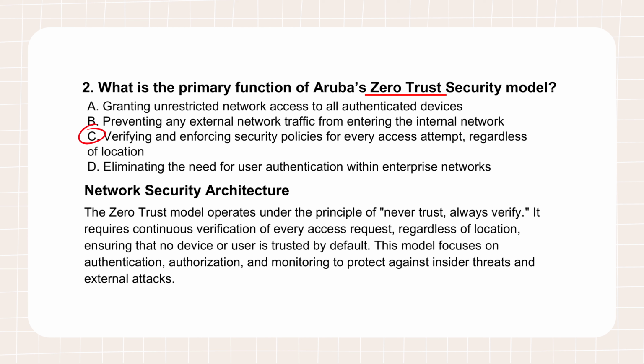Exactly. So with this constant verifying, you're basically trying to limit how much damage can be done, right? Yeah, you're minimizing the blast radius, whether it's some hacker who got in from the outside or, like you said, someone inside who's gone rogue.